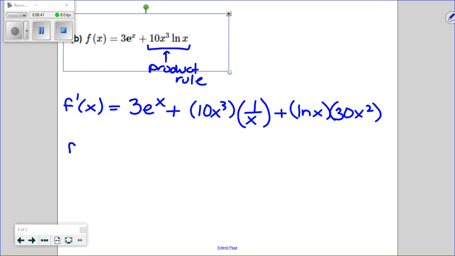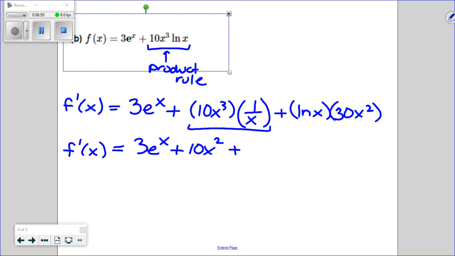Okay, so a little bit of simplifying. Not much we can do with 3e to the x, but here we could multiply straight across, and you would get 10x cubed divided by x, which would simplify to 10x squared, plus, and again, maybe put the 30x squared in front of natural log of x, just so it's not confusing. Other than that, you could factor out a 3 as a greatest common factor, but I think I would stop there.